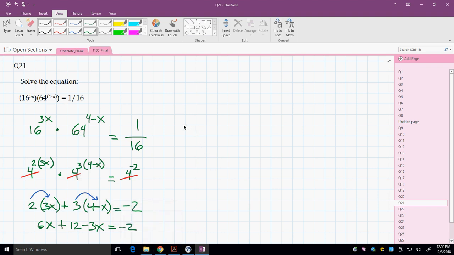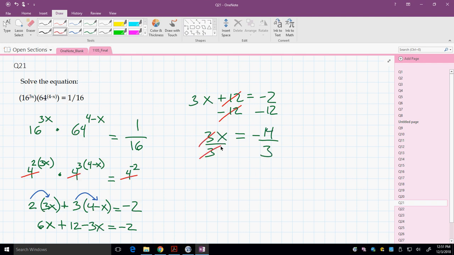So I'm now going to combine like terms. I have 6x minus 3x, that's going to give me 3x, and I have plus 12 equals negative 2. So I'm solving for x. I'm going to subtract 12 on both sides. This cancels. Now I have 3x equals negative 14. I divide by 3 both sides of the equal sign. The 3 cancels. Now I have x equals negative 14 over 3.